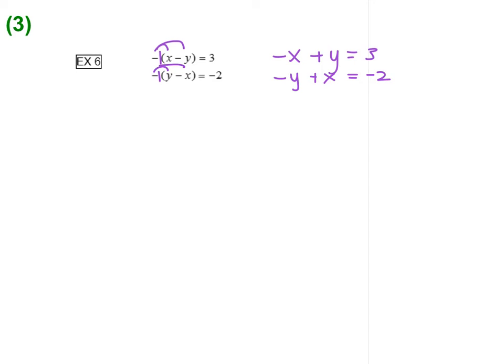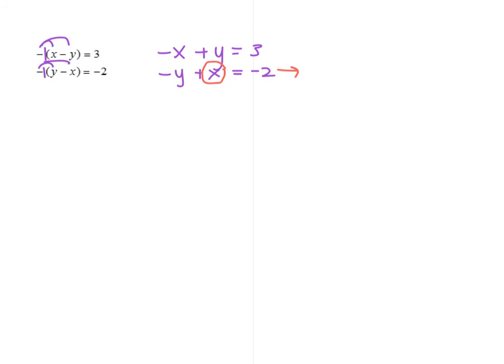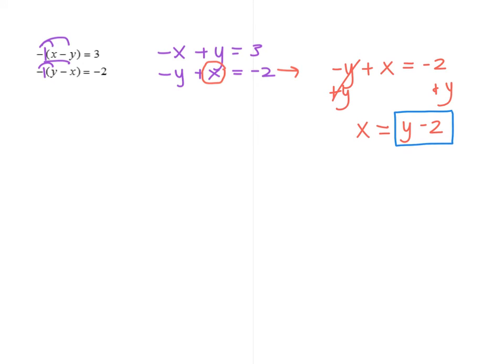All right, now we're going to solve for a lonely variable. Well, I see this x right here. It's positive, so let's solve for that x. So we have negative y plus x equals negative 2. I'm going to go ahead and add y to get to the other side. Remember, you want an x equals or a y equals. So I have x equals y minus 2. So I put a box around that. Now this is going to get plugged into the other equation. It's going to go in for the x because it says x equals y minus 2.